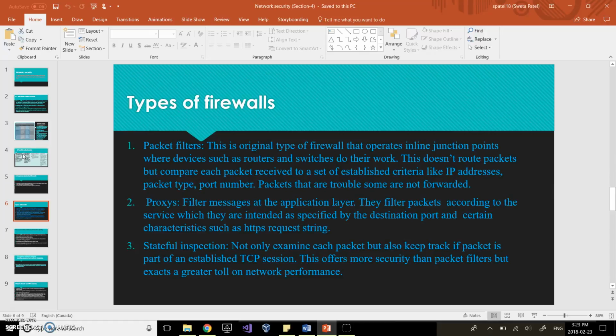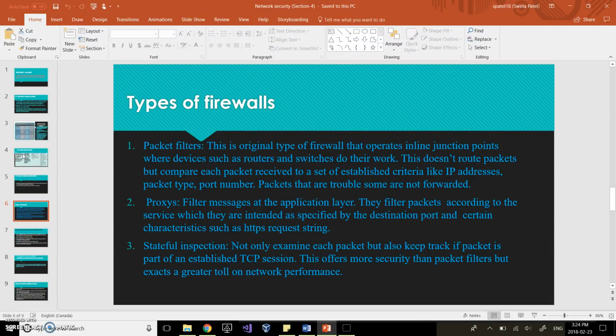What are the types of firewalls? First is the packet filter. This is the original type of firewall that operates inline at junction points where devices such as routers and switches do their work. It doesn't route packets but compares each packet received to a set of established criteria like IP address, packet type, and port number. Packets that are troublesome are not forwarded.